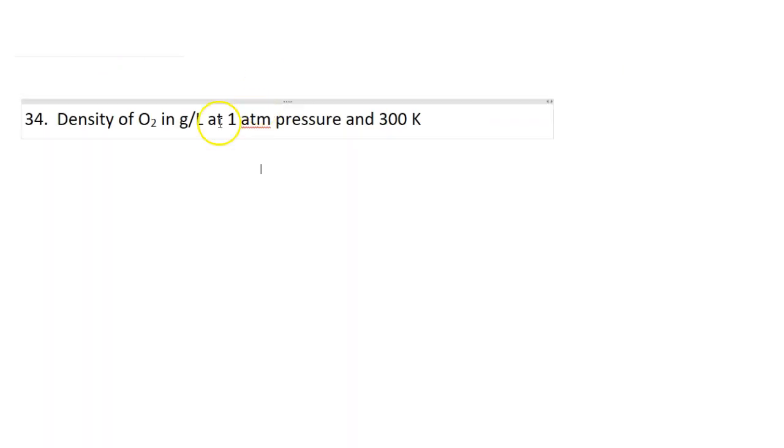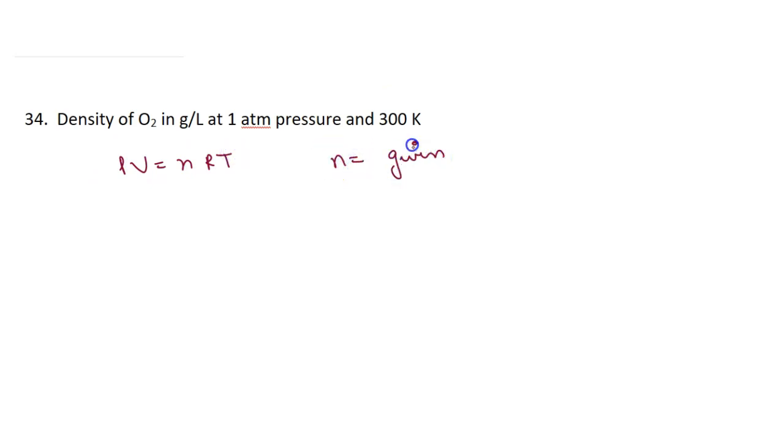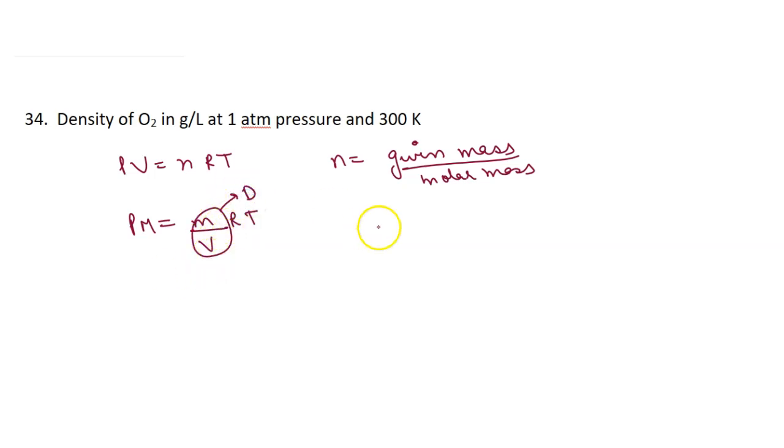Moving to next question. Density of O2 in gram per liter at 1 atmosphere pressure and 300 Kelvin. So we know that PV is equal to nRT, where n is equal to given mass by molar mass. So if we rearrange, P is equal to mass by volume and molar mass we take here RT. This gives me density, that is mass by volume. So the expression is PM is equal to dRT.